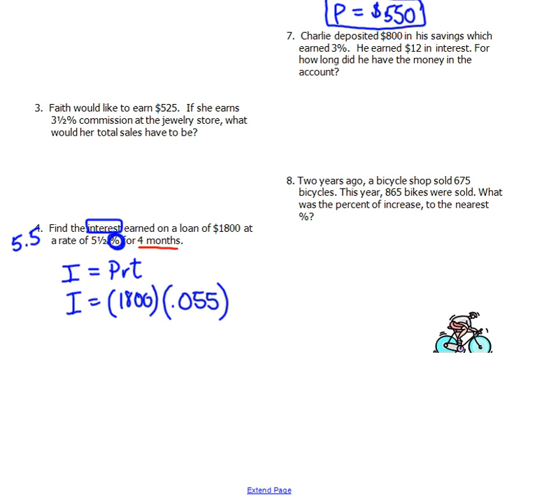I want the time, as I said above, in years. So you have to think about what is 4 months as a year. And I do not want you to put in 0.3 there. You must use the fraction because this is exact. 4 months is 1/3 of a year. So you're going to do 1/3. And it just so happens that 1/3 of 1800 is a really nice number anyway, right?